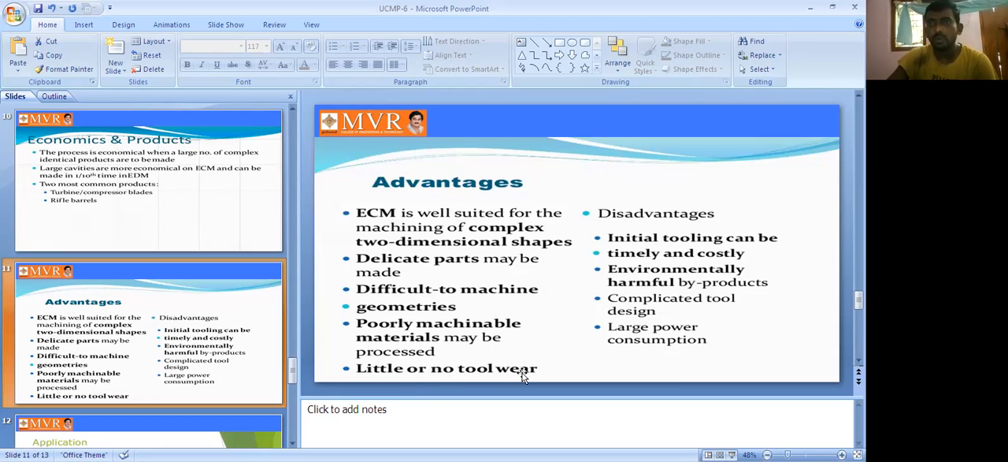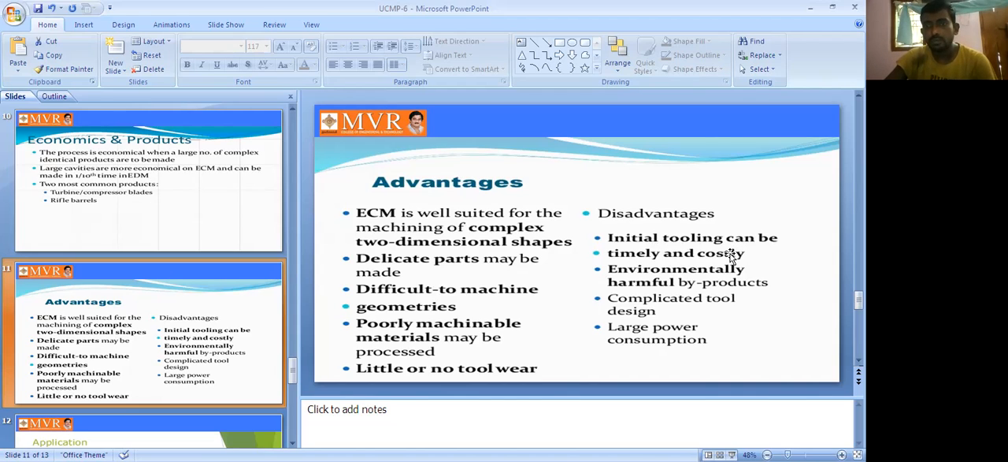Little or no tool wear we can see here. So mostly the tool we can use continuously in ECM1. The tool will not be changed here. Now the disadvantages we can see here.